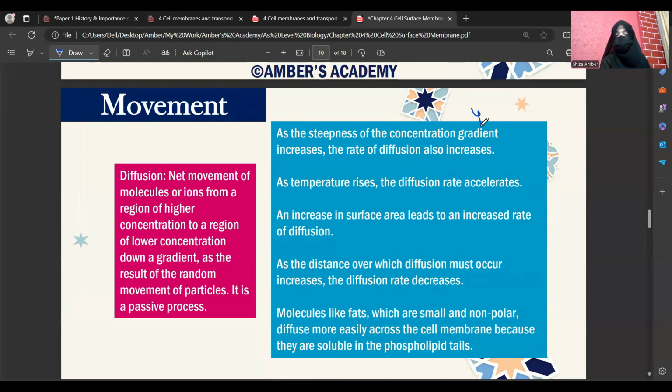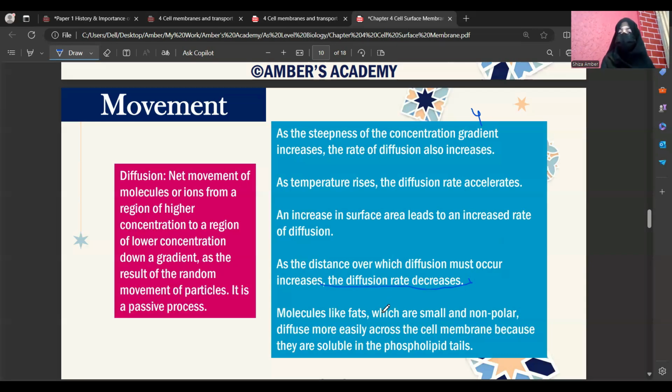What influences diffusion? तो steepness, जितना ज़्यादा steep होगा concentration gradient, उतनी ज़्यादा diffusion होती है. Then higher the temperature, higher will be the diffusion rate. Then जितना ज़्यादा surface area होता है, उतना ज़्यादा increased rate of diffusion होता है. And as the distance over which diffusion must occur increases, the diffusion rate decreases. So you need to remember this, कि जब distance ज़्यादा हो जाएगा, तो diffusion का rate will decrease.